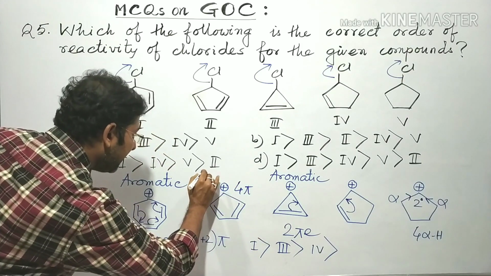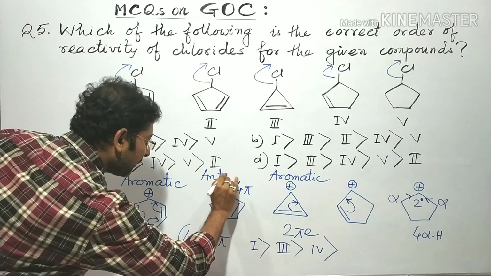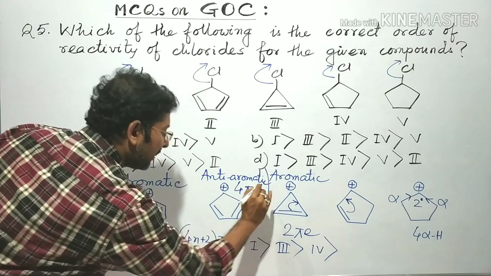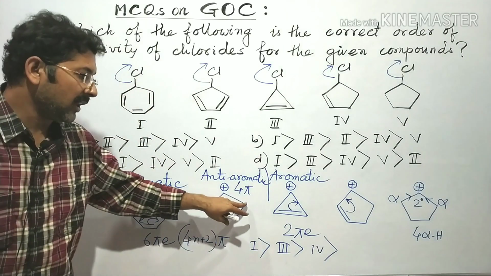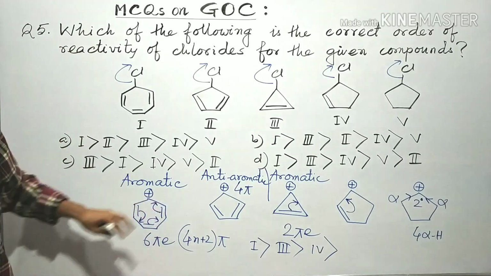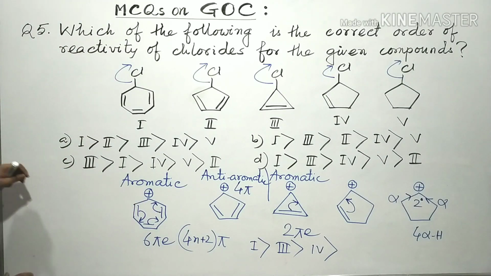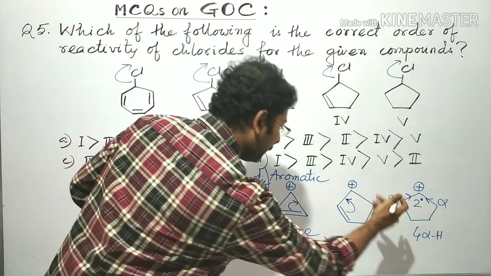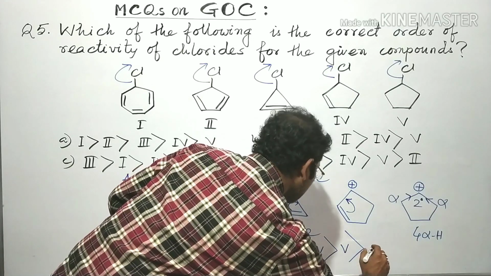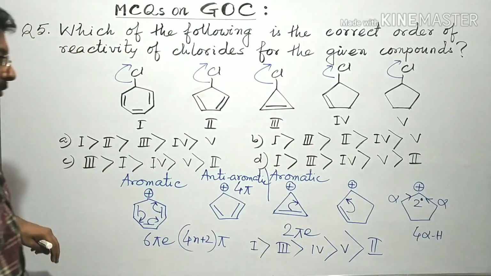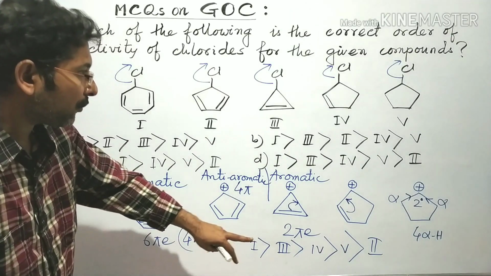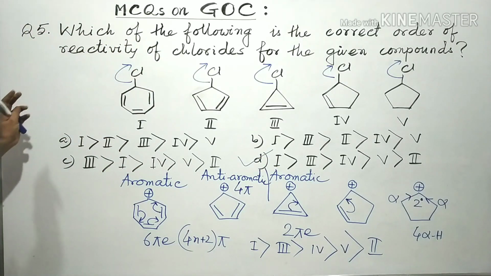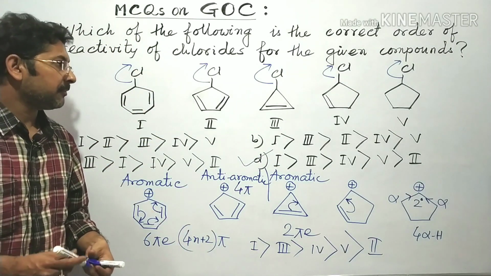This is an anti-aromatic system. This is an anti-aromatic system. We know anti-aromatic systems are least stable and aromatic systems are more stable. So the stability order will be: 1 is more stable than 3, then comes compound 4, then 5, and lastly compound 2. So the stability is 1, 3, 4, 5 and 2. So this one is the correct option. This is the order of reactivity of the given compounds.